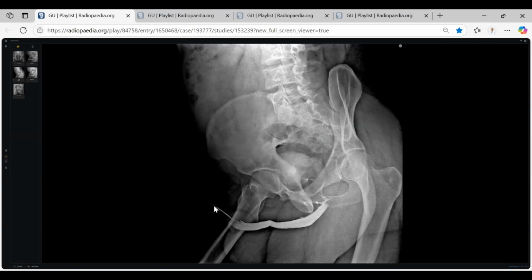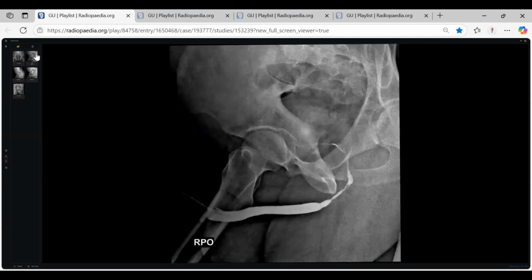Why did the operator inject the contrast under pressure? What happened here? There may be some stricturing due to increased pressure, and the contrast intravasated. Okay, where is this structure? In which part of the urethra? Membranous urethra.